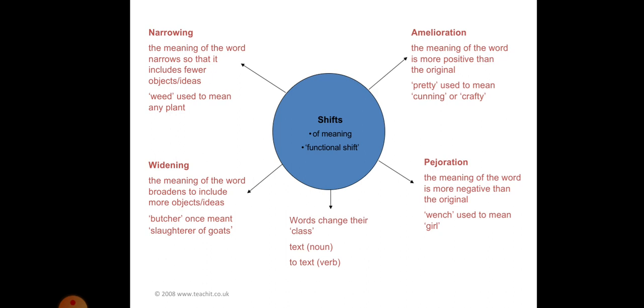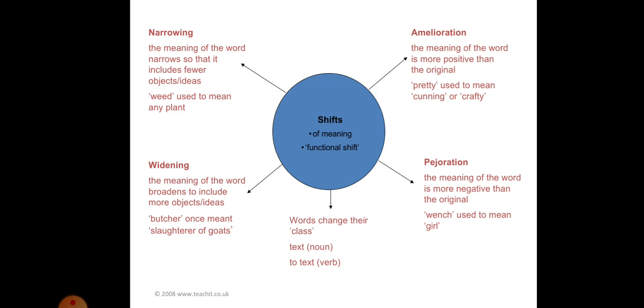Amelioration is when the meaning of the word is more positive than it was originally. Pejoration is when the meaning of the word is more negative than it was originally. Now, this can be quite hard to identify in some older texts because we don't necessarily know exactly how words are used. We weren't around in the 1700s or the 1800s, so it can be hard to work out if a word has been changed for the better or the worse, or if it's broadened or narrowed.